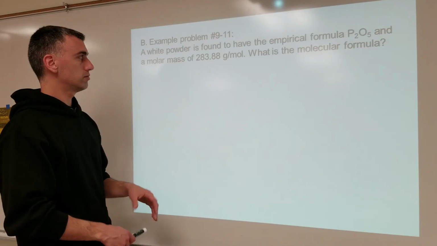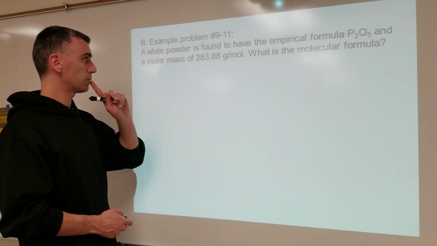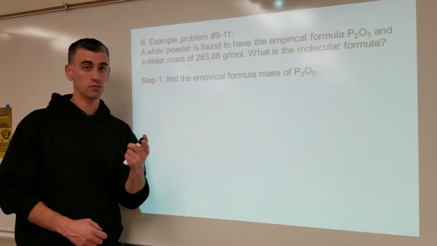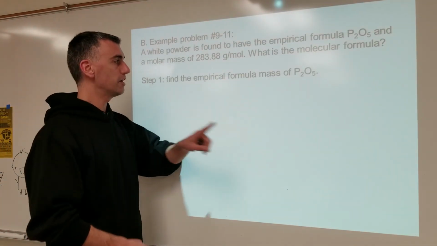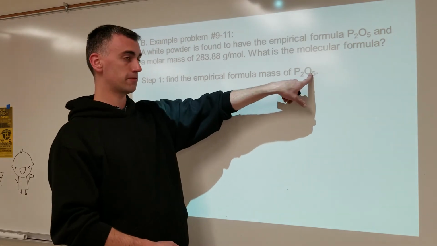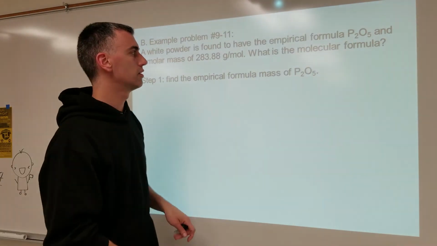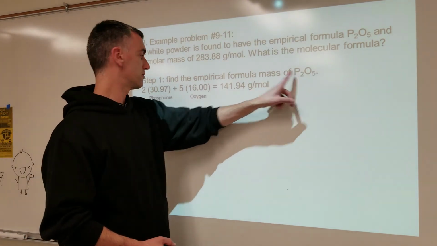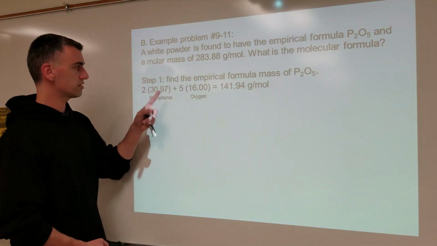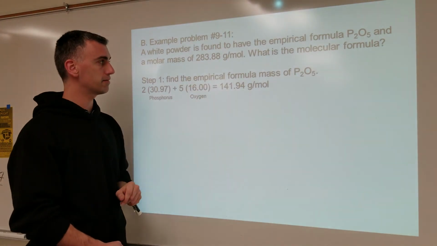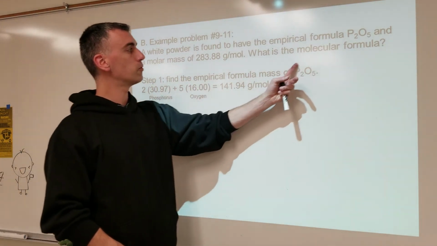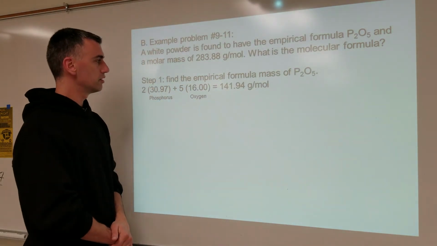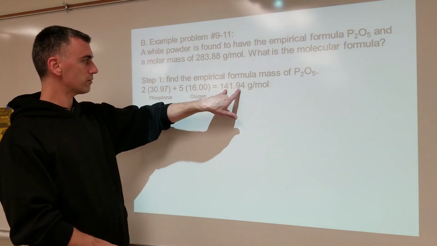Once you find the empirical formula, you do a little comparison. You find what we call the empirical formula mass. If it's 2 phosphoruses and 5 oxygens, you take your periodic table and use the mass of each phosphorus times 2 and each oxygen times 5. You add these up, and the empirical formula mass adds up to 141.94 grams.